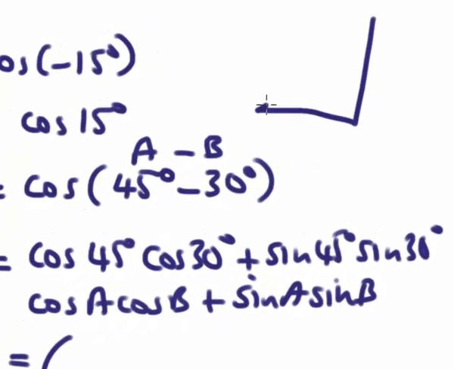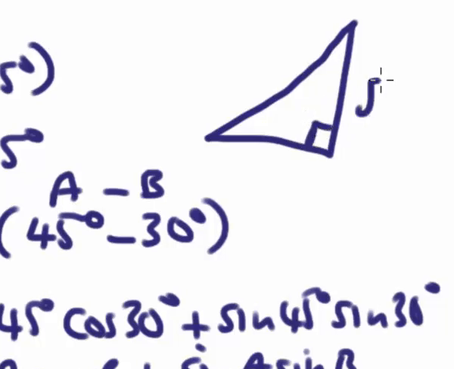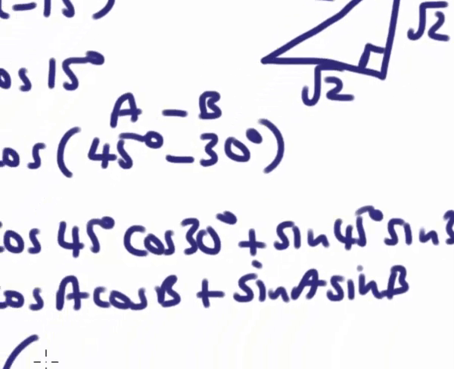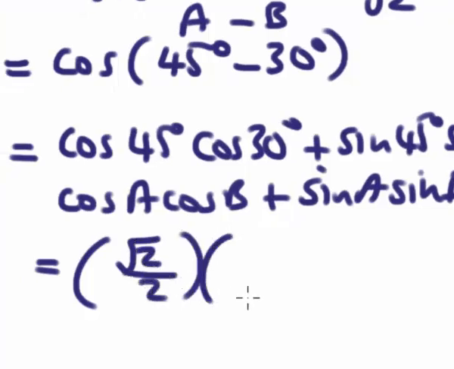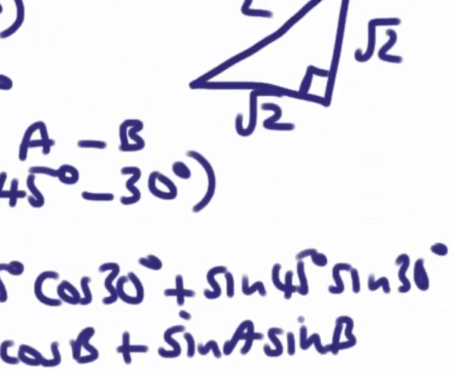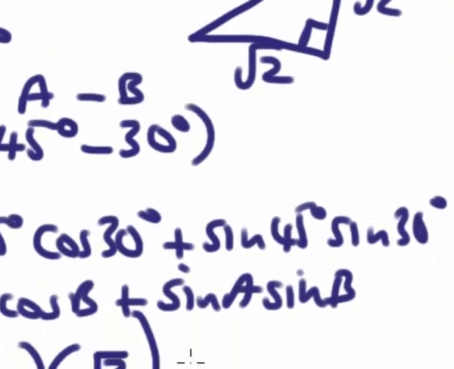Remember 45, if you use the school method that I taught you in grade 10, it looks like that. You can use a calculator, there are many other ways, but cos is adjacent over hypotenuse, which is root 2 over 2. Cos of 30, if you remember, was root 3 over 2, same as before. Just double check that. Cos 30 we've got, and then we've got the sine of 45.